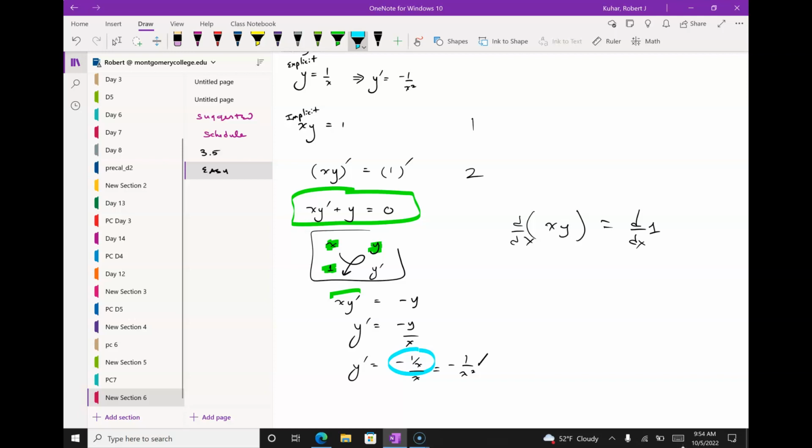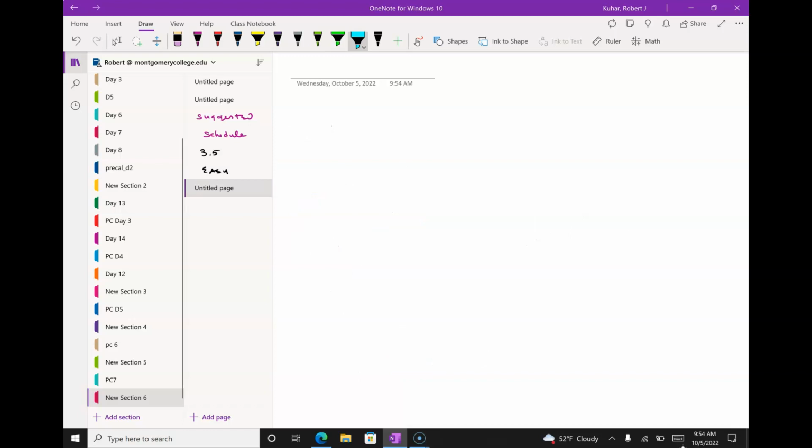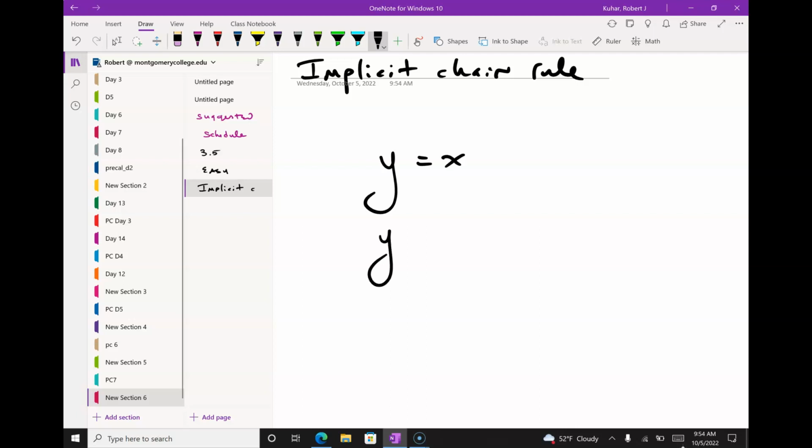Nice. We okay here? All right, what's the tricky part here is realizing that you're doing the chain rule. So we're talking about an implicit chain rule. And when do you use the chain rule? Always. So if I say y equals x, you're going to say y prime is what? 1. So when you're dealing with a function of x, we're going to use our derivatives like we know.